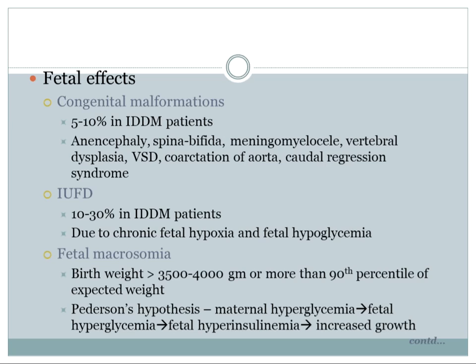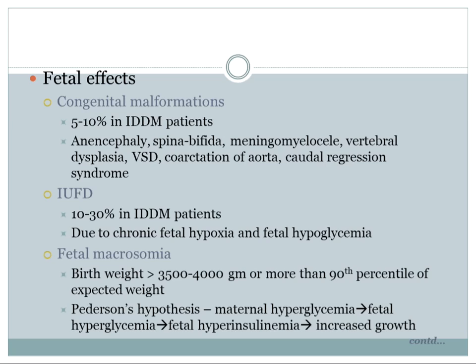Now these malformations may be neural tube defects like anencephaly, spina bifida, meningomyelocele, vertebral dysplasia, or heart malformations like VSD, that is ventricular septal defect, coarctation of aorta, or particularly one condition called caudal regression syndrome, where the caudal portion of the fetus is not developed. This does not mean that there is more incidence of caudal regression syndrome, but if you find a case of caudal regression syndrome, then you have to think the mother may be having diabetes.